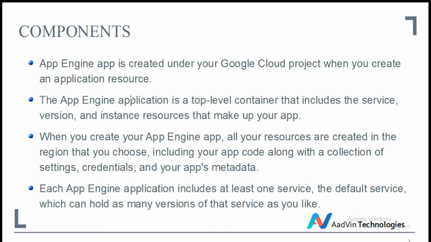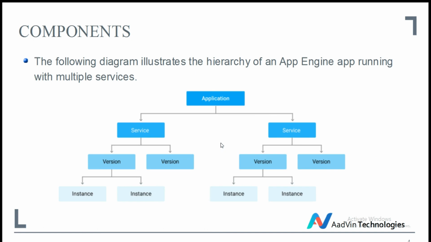Then each App Engine application includes at least one service, the default service, which can hold as many versions of that service as you like. So we have different components available in Google's App Engine like services, versions, then instances, etc. When you create an application resource, the App Engine will also be created under the project. So these are the components in App Engine.